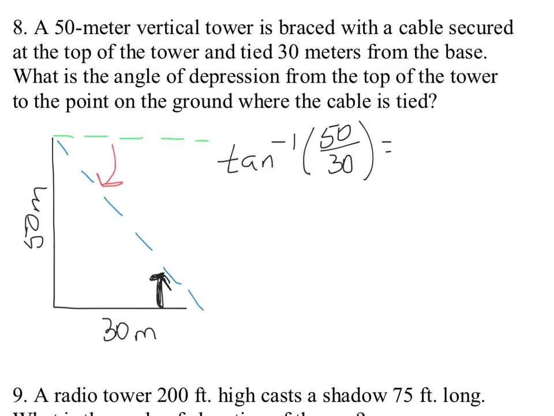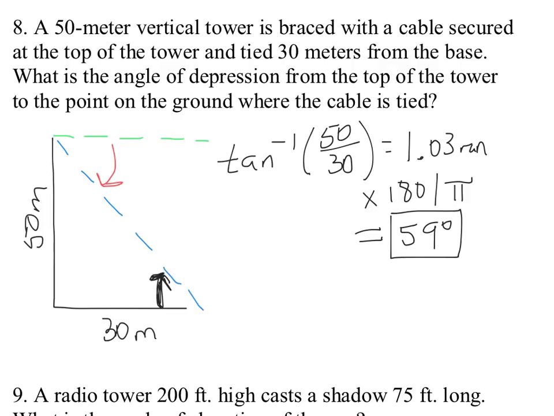And my tangent inverse gives me 1.03 radians. And I need to convert those to degrees. So I multiply times 180 divided by pi. And so my degrees ends up being approximately 59 degrees. And that's it. That's my angle of depression.